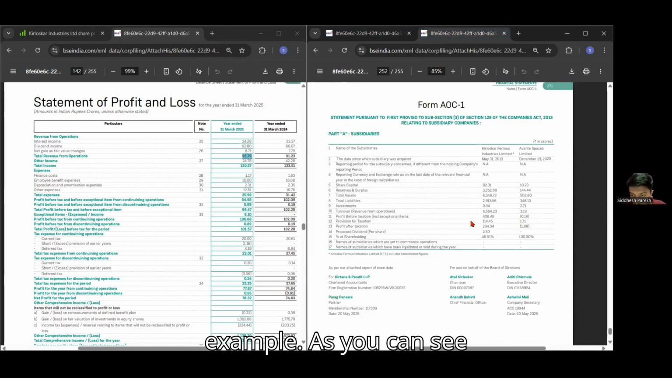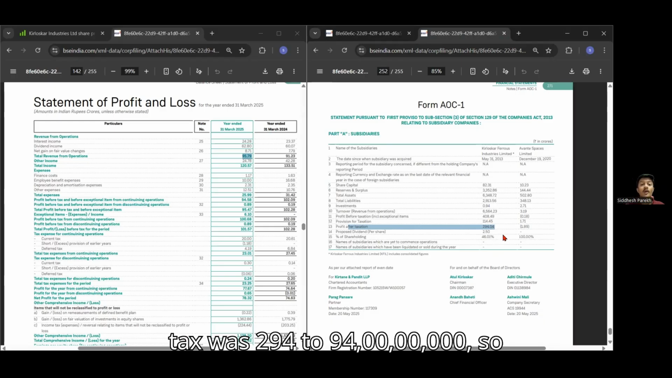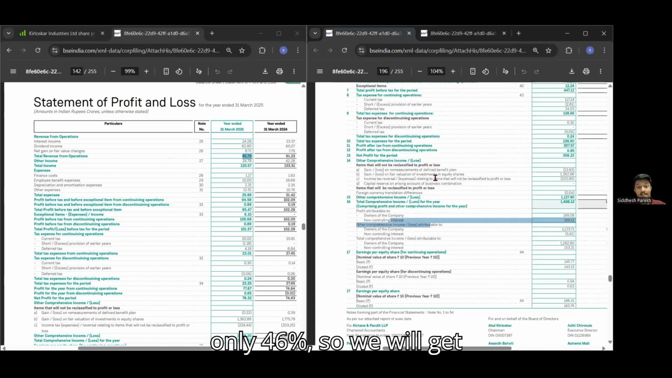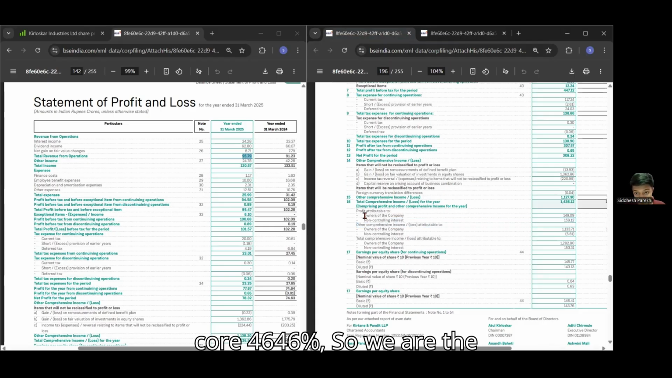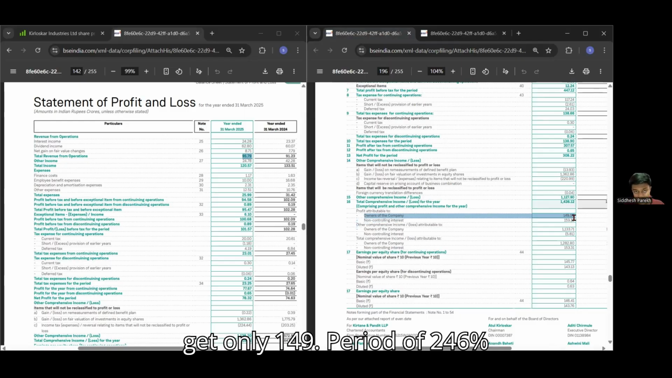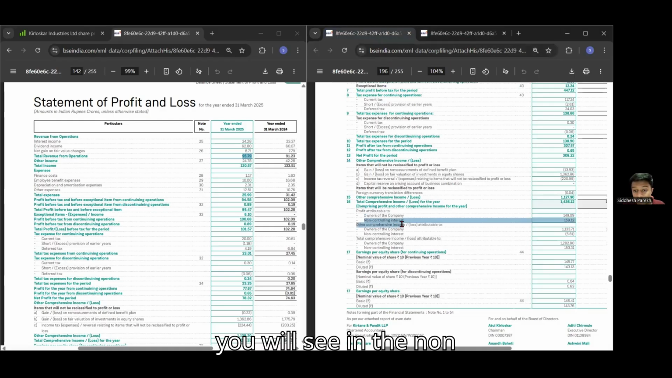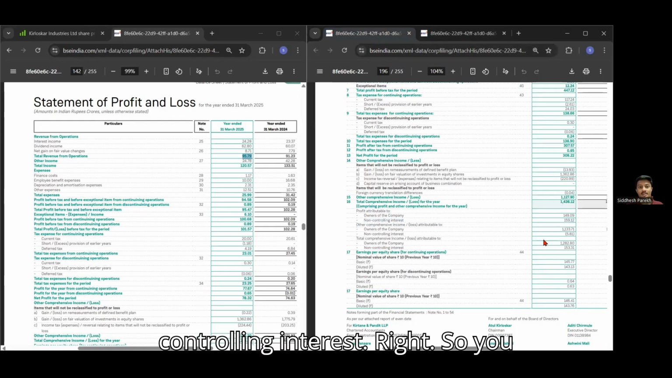For example, as you can see, the company's profit after tax was 294 crore. We hold only 46%, so we will get only 46% of 294 crore. We are the owner of the company, so we get only 149 crore, and the remaining you will see in the non-controlling interest.